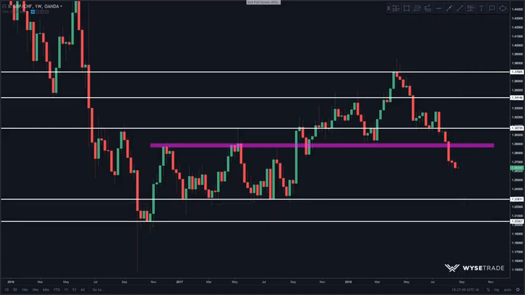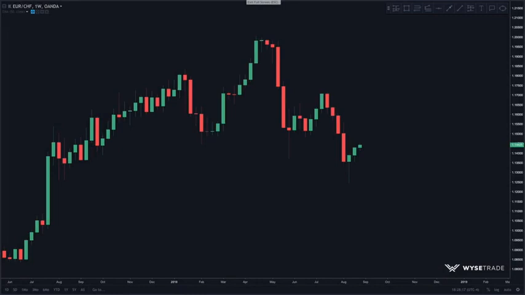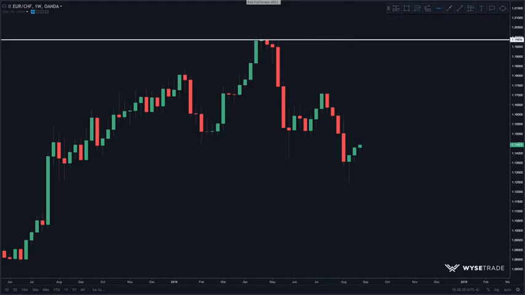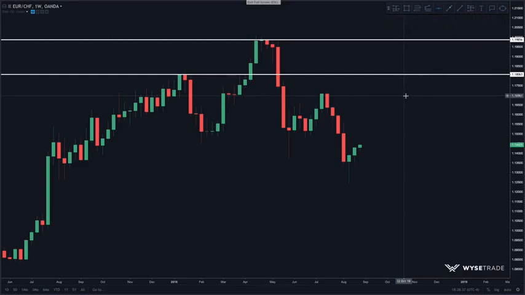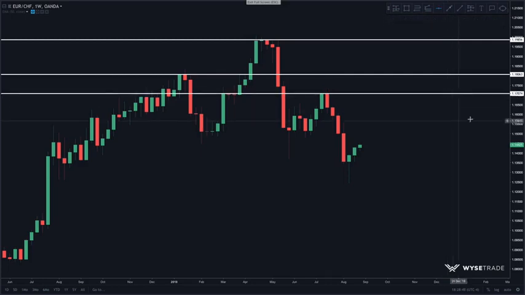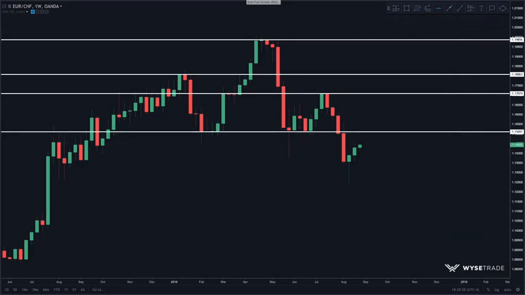So let's do this again on the Euro Swiss. Up here, we have a swing high. Next, a rejection here, so another level. Next, a rejection here and another level. 2 rejections here, so a level here. 2 points here, and we draw in a trend line.